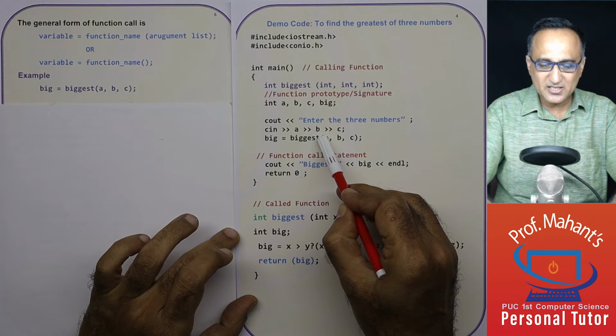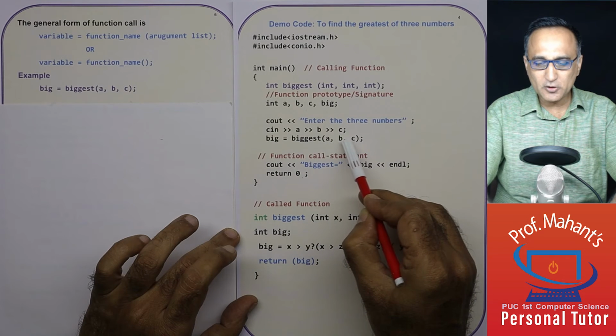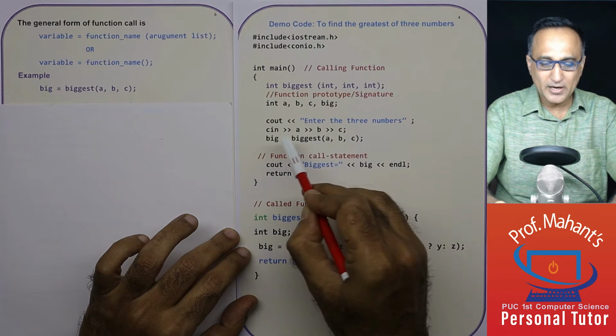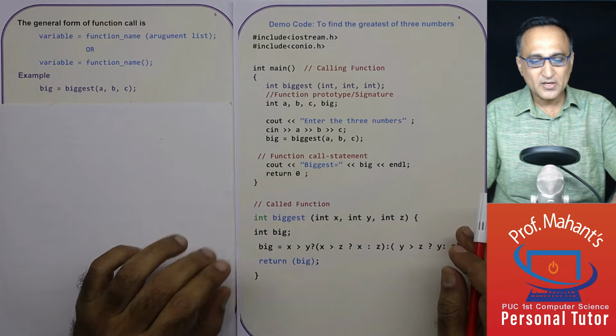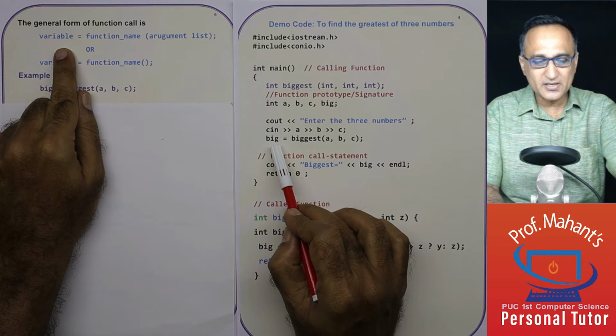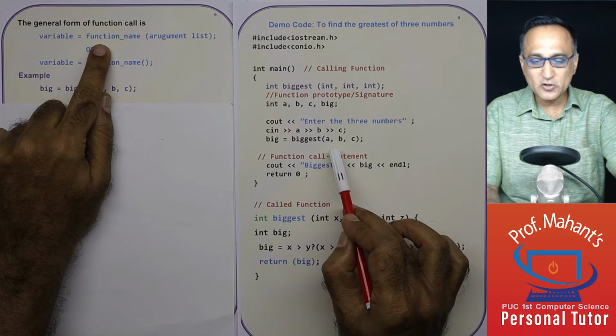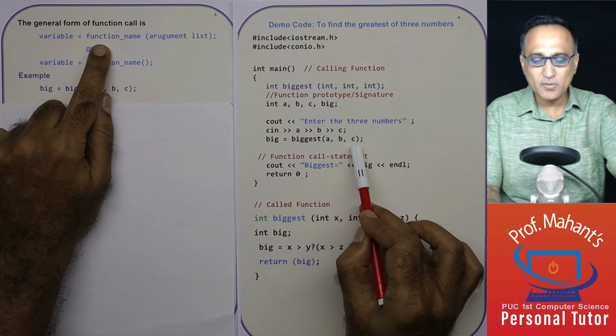Since this biggest is returning back, it's returning from the right side. This can also be thought of as an expression. That value gets copied to big. So the general form of a function call is variable. So variable here is big. Function name biggest. What are the arguments or parameters? A comma b comma c.